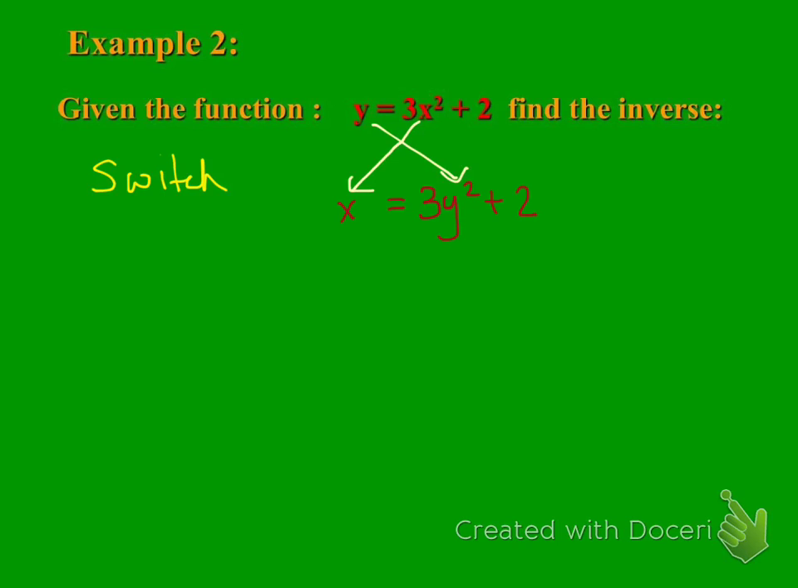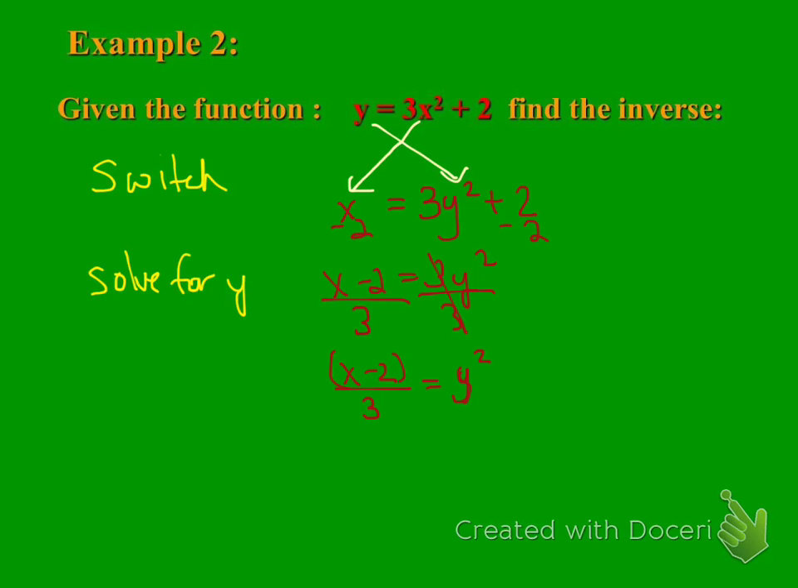Okay, now we're going to do what? Solve for y. So what's my first step? Subtract the 2. So I would have x minus 2 equal to 3y squared. And now what? Divide by the 3. We're going to divide the 3 out. So the 3's will cancel. So I have x minus 2, I'm going to put that in parentheses over the 3 equal to y squared.